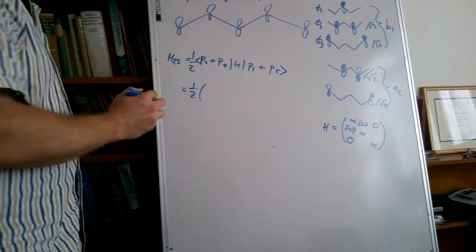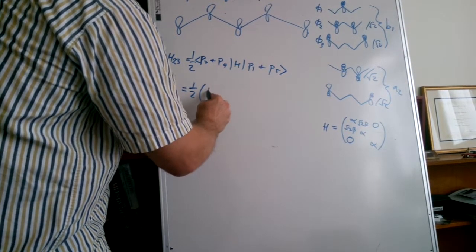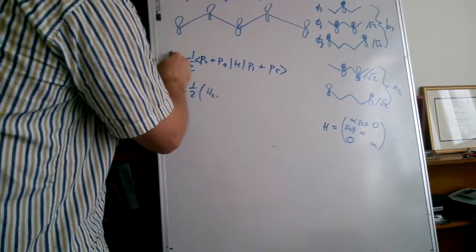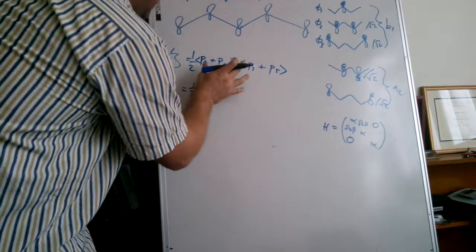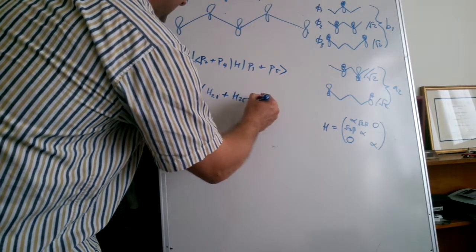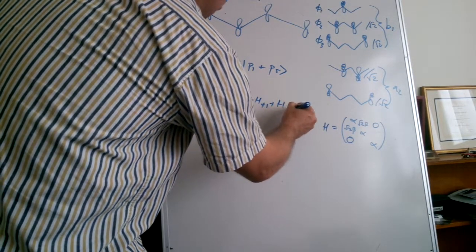So that's a half of 2, 1. I shouldn't write that, some symbol. I'll call this H21 plus H25 plus H41 plus H45.